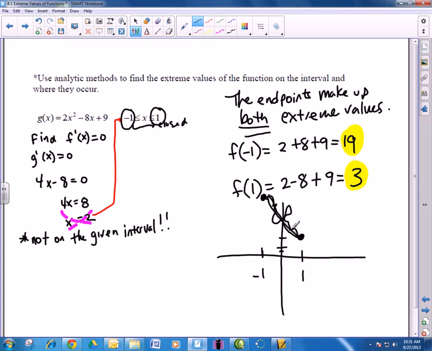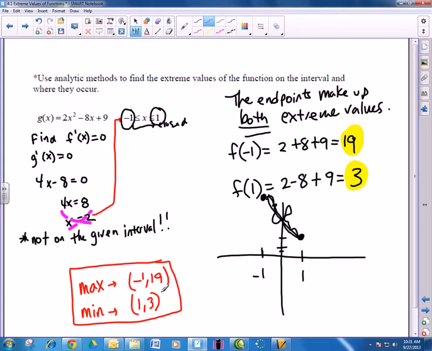Okay, so that means, to sum up, our max occurs at the point -1, 19, and then our minimum occurs at the point 1, 3. So that would be where your maximum and minimum are going to occur, and that's what we had to find.